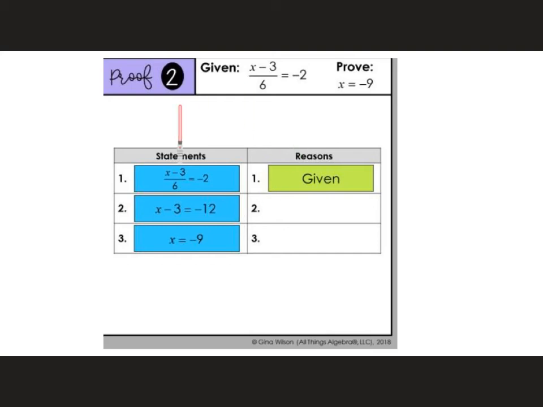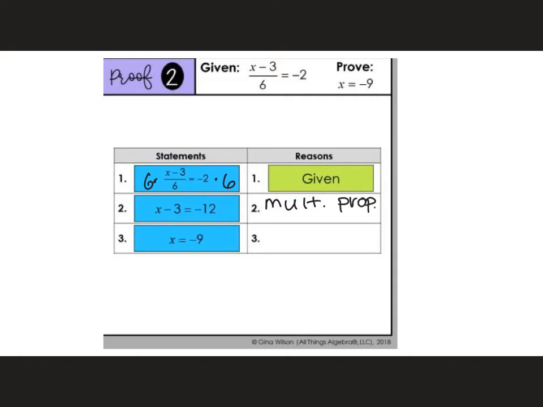Okay, I'm getting sidetracked. Now, we need to see how we can get from 1 to 2. So what did they do in order to move from x minus 3 over 6 equals negative 2 to x minus 3 equals negative 12? If we just remember how to solve equations and follow the order of operations, they multiplied both sides by 6. So our reason is the multiplication property of equality.